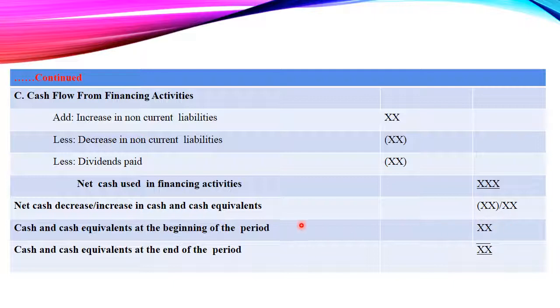Then after that, you're supposed to add the cash and cash equivalents at the beginning of the period. This includes the amount of cash given in the financial statements. So the cash at the beginning of the period, you put it here, and when you add to this figure, you're supposed to get the cash at the end of the period as given in the financial statements.